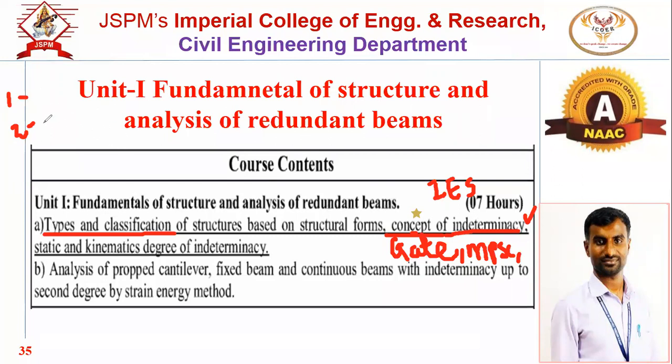First is load bearing structure, second is RCC frame structure, and third is composite structure. Okay, so these are the categories we have discussed based on the construction form. Now we have to classify the structure as per the analysis point of view. We have to classify the structure based on the structural form, meaning the analysis point of view. So that we'll be discussing in this first chapter. Okay, these are the 2 points, classification and the indeterminacy.